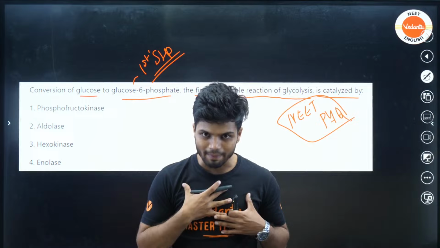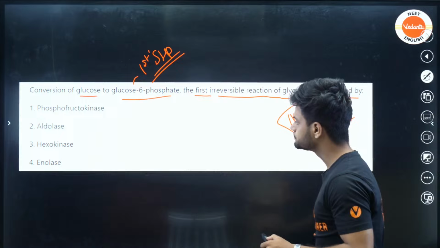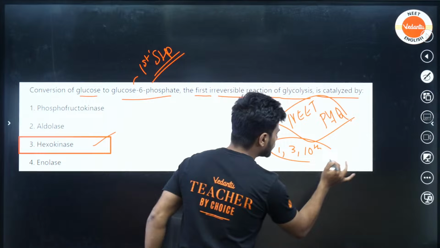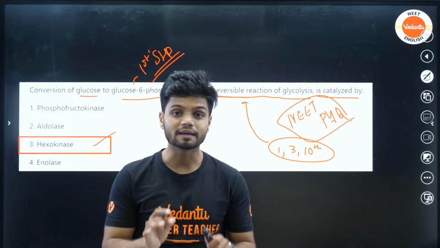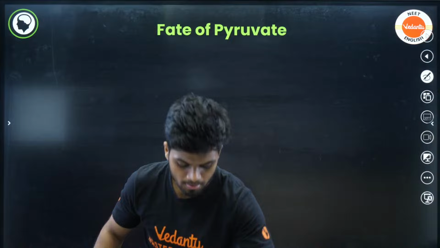Students, my session is purely based on the PYQs and the questions which you can expect. So if you watch my session, you can answer all the questions. What is the answer? The answer is hexokinase. And I also told you, the first step, the third step, and the tenth step, all three steps are the irreversible reactions. Clear? Now, next. That is the end of glycolysis. Clear till now? Any doubt till now, students?